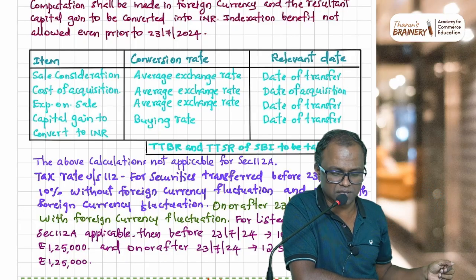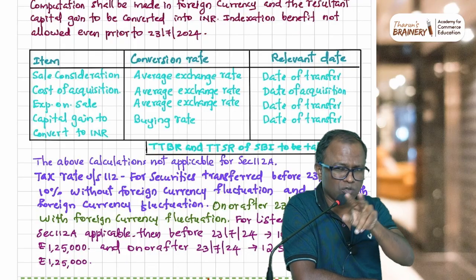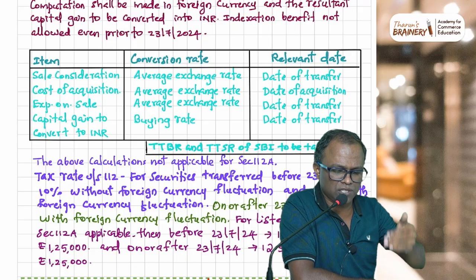Now, cost of acquisition. In between, expense for transfer, right? Commission, brokerage paid for sale. That should also be converted by using the average exchange rate on the date of transfer. And then cost of acquisition.